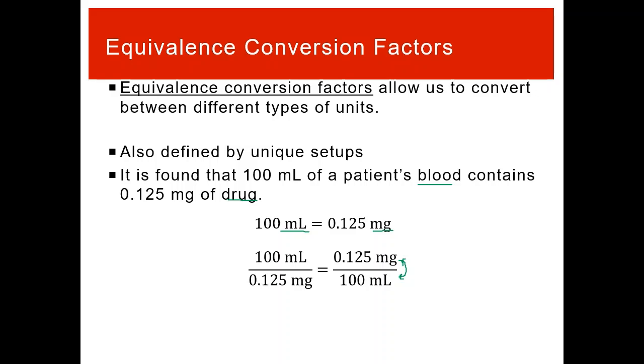The question is, I know there's 100 milliliters, there's 0.125 milligrams in 100 milliliters. Well, how much drug is in the entire body, right? Across the entire, whatever volume of blood is in the body. Or what if I want a certain amount of drug, how much blood do I need to draw in order to obtain that much mass of drug, right? I want 0.5 grams. Well, what volume of blood do I need to obtain in order to get that? Or would the patient need to have in order to reach a certain threshold of danger or something like that?